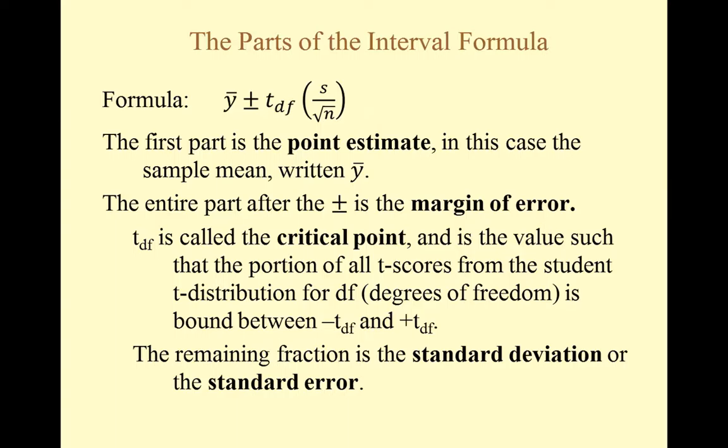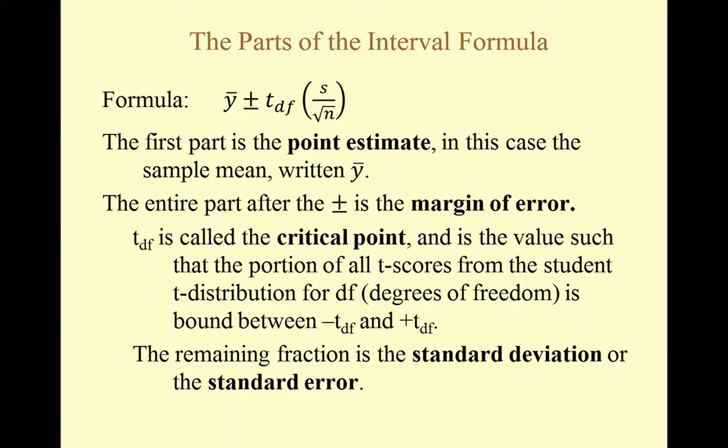If you look at the formula in detail, y bar plus or minus t based on some number of degrees of freedom and confidence level times s over the square root of n can be broken down. Y bar, the first part, is the point estimate. It's your single number that is your starting point or your best guess at the parameter, in this case the population mean, which we want to estimate.